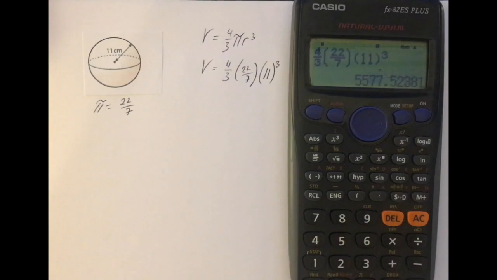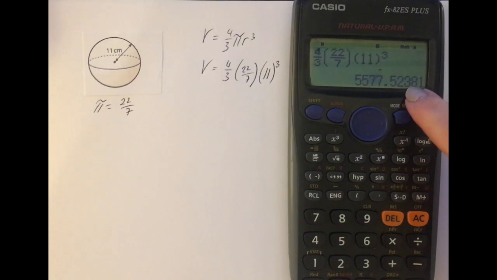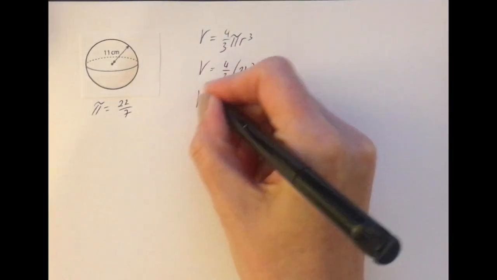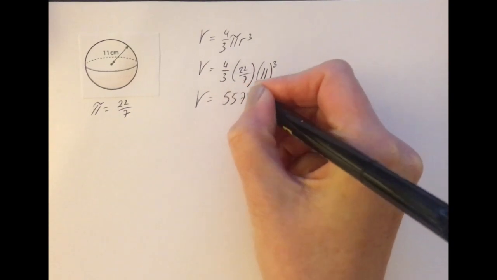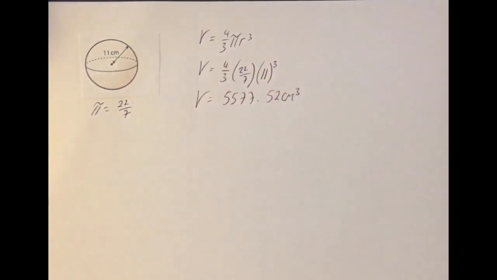And I'm getting 5,577.52. We'll do 2 decimal places, so look at the number after the 2, which is 3, which will mean we'll leave it. It doesn't make it bump up, which will mean we will leave it as 0.52. So the answer is 5577.52 and centimeters cubed.